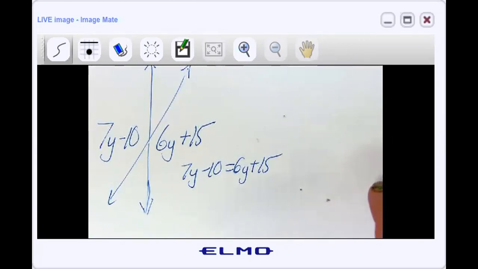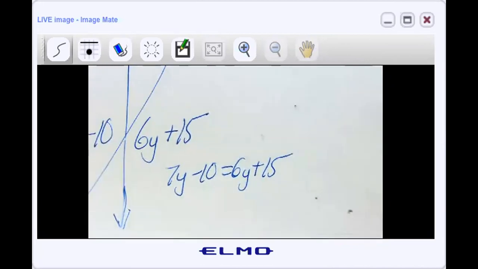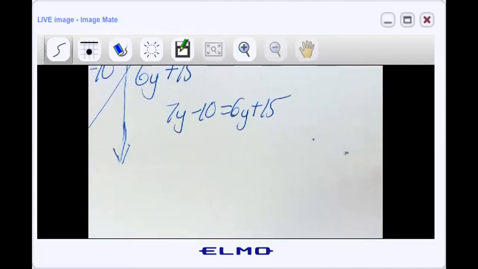Vertical angles. Is that what I said? I meant to. I might have misspoken. Now I just got to solve this equation. So let me zoom in a little bit and just make sure we're okay solving this.